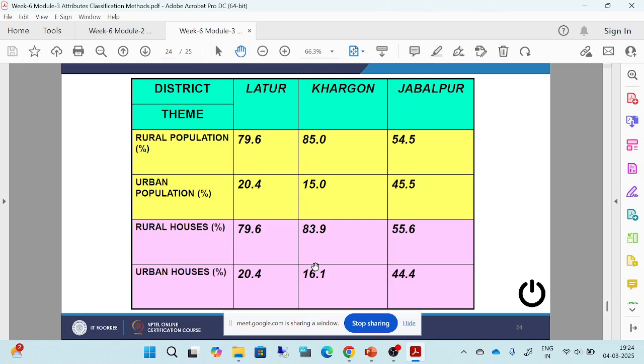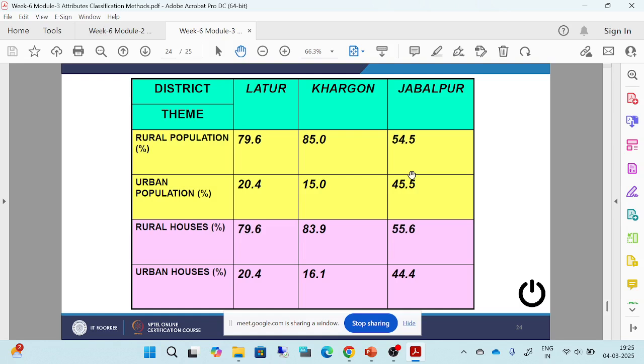So this is just a summary of how much rural population there is in Latur. We'll just focus on Latur and Jabalpur. The rural population is 79.6% in Latur. In Jabalpur, it is 54.5%. The urban population is less in Latur, but relatively more in Jabalpur. If you take rural and urban together, it's more or less 50-50 in Jabalpur. And rural houses are more in Latur, and urban houses are less in Latur.